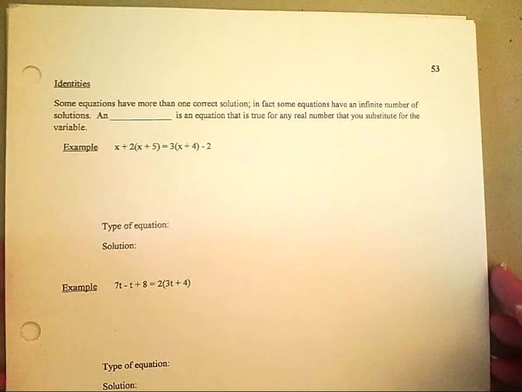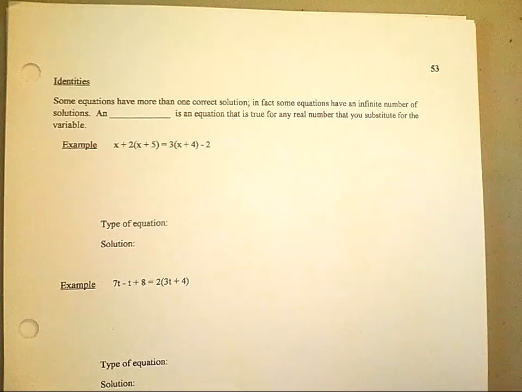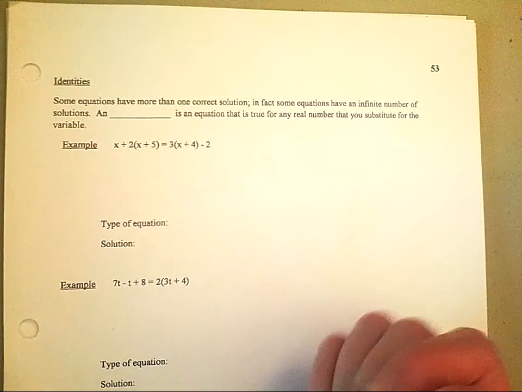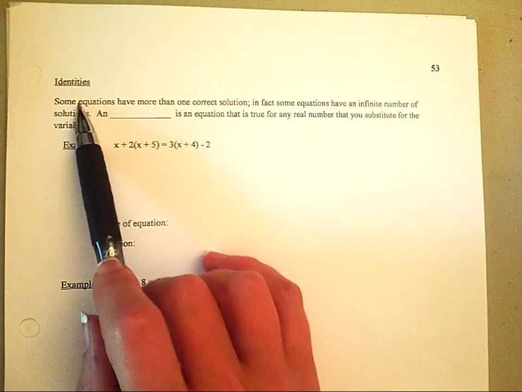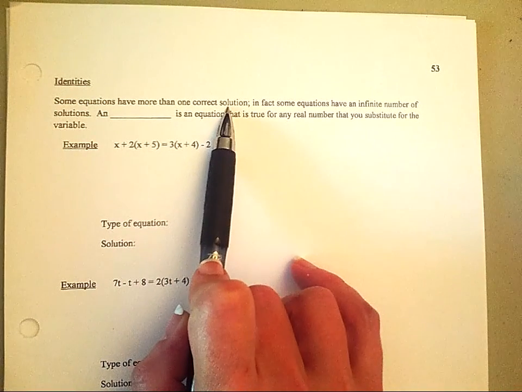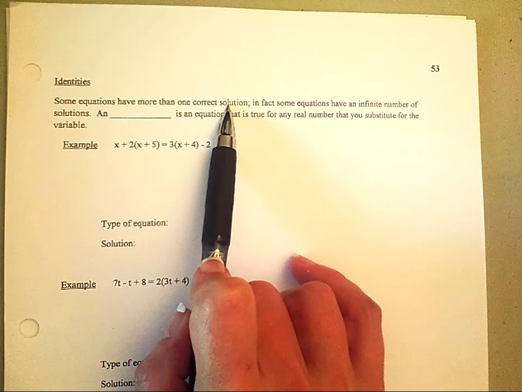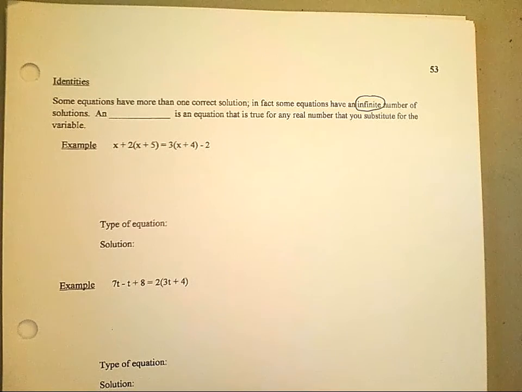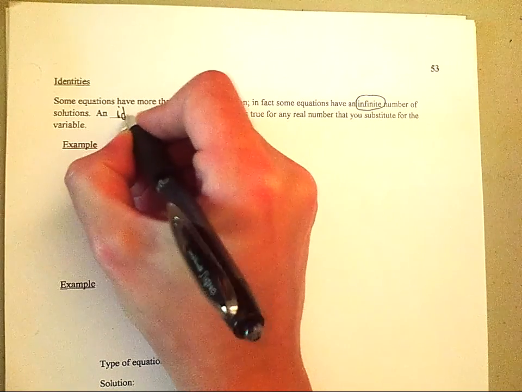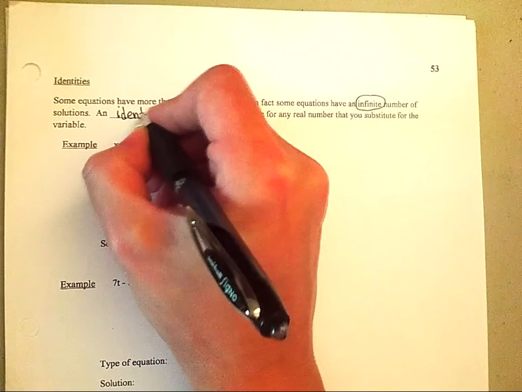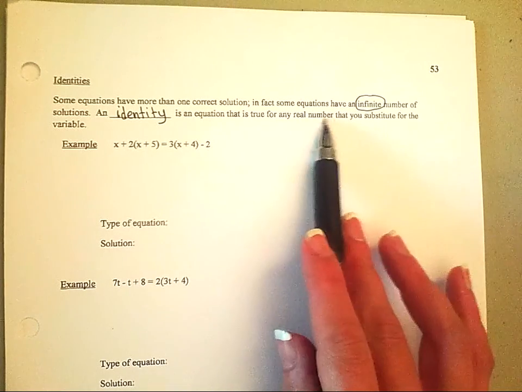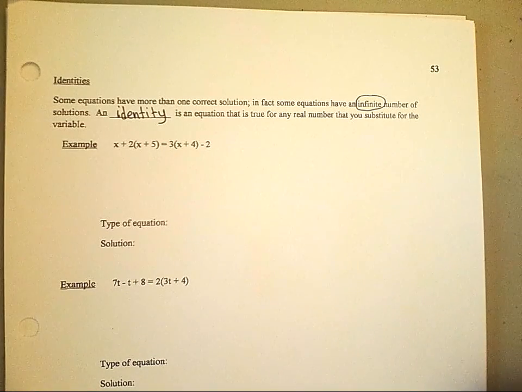Okay, now some other things can happen when we're solving equations. One of them is an identity, one is a contradiction that we'll see later. Some equations will have more than one correct solution. We'll see this later in the course. And in fact, some of them have an infinite amount of solutions. And when you have an infinite amount of solutions, we call that equation an identity. It's an equation that is true for any real number that you substitute in for the variable.